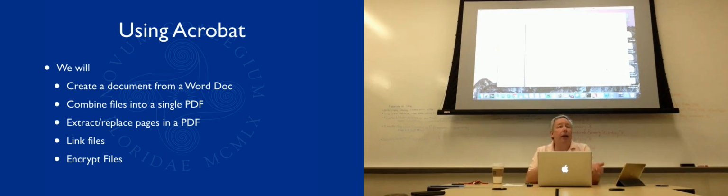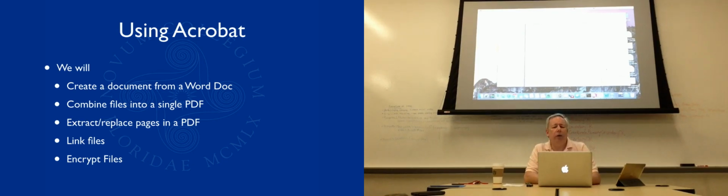So now I have this document. I can send it and do whatever I want with it. One thing I might want to do with a document is encrypt it. If I'm sending a document that has proprietary or sensitive information, like social security numbers, I might want to encrypt that document, and Acrobat has that capability as well.